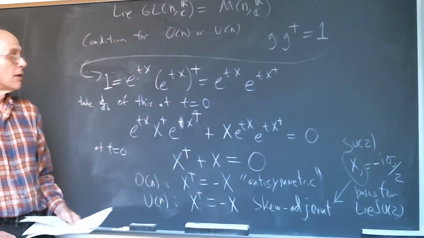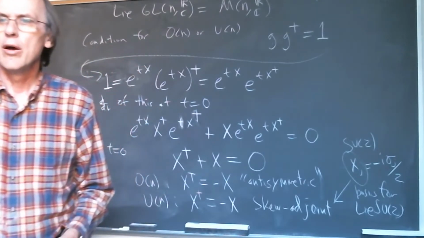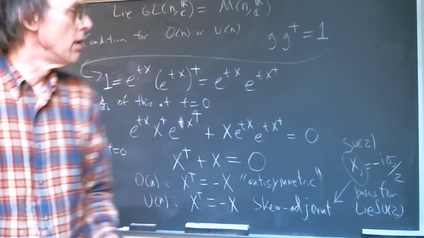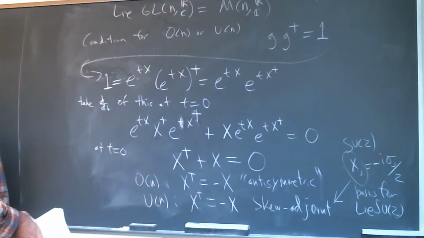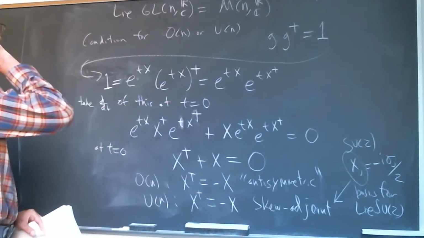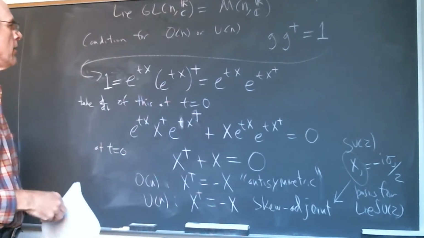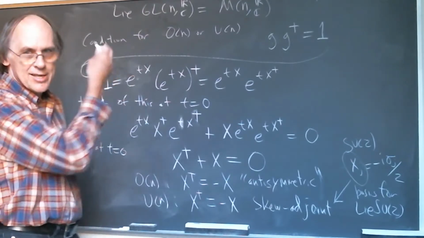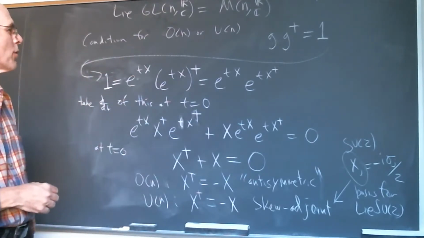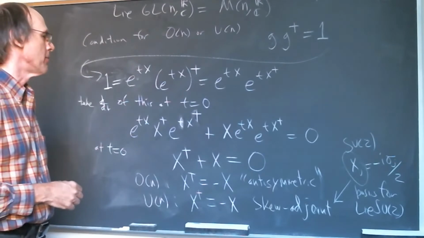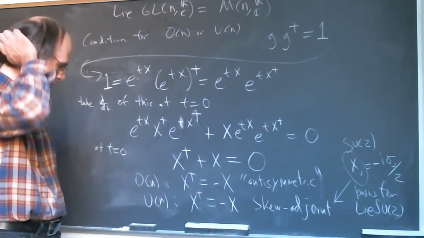Could you explain again why the Lie algebra of the general linear group is just the general n by n matrices? I just didn't really tell you that. I'm trying to think about what's the best way to say that. The thing is really that we want to.